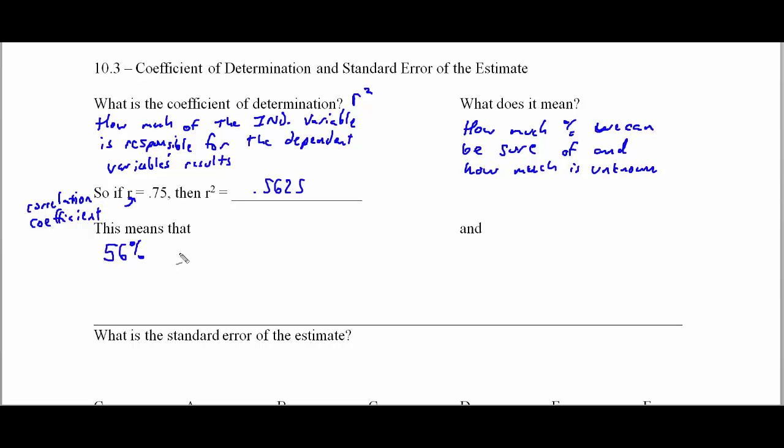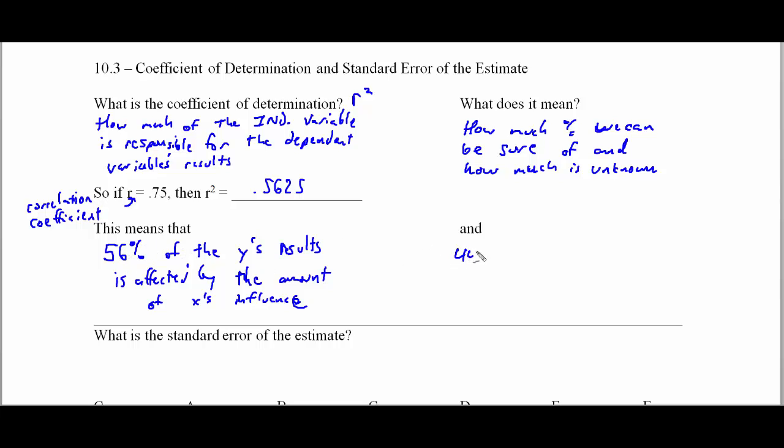56% of the y's results, R-E-S-U-L-T-S, results, is affected by the amount of x's influence. And the complement of the 56% is 44%, and this is how much is unknown.